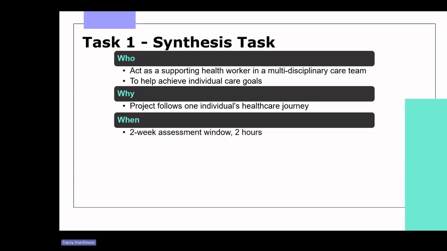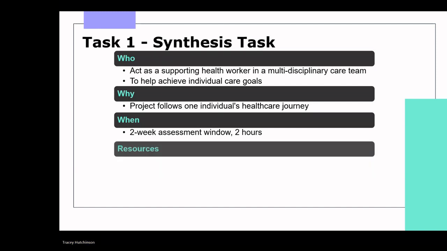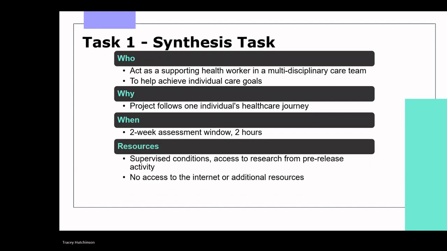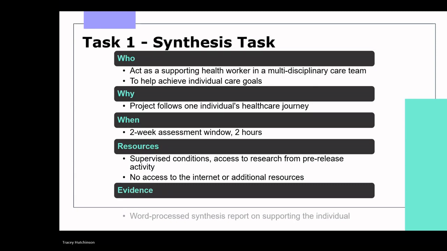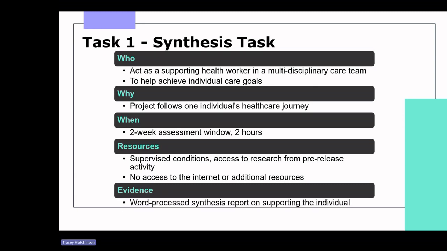Task 1 takes place within the 2-week assessment window and has a duration of 2 hours. Students will work under supervised conditions and have access to research from pre-release activity. However, students are not allowed to access the internet or any additional resources. Evidence submission for this task should be a word process synthesis report on supporting the individual.